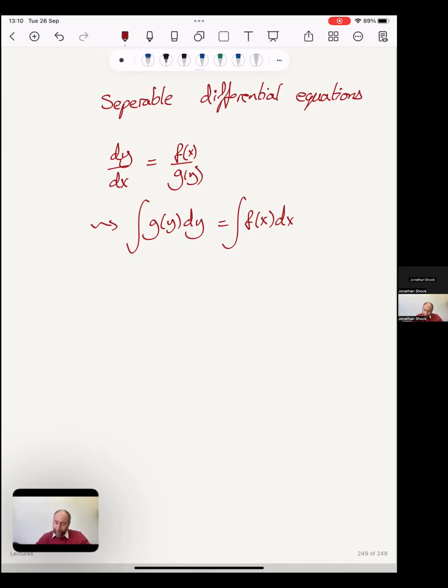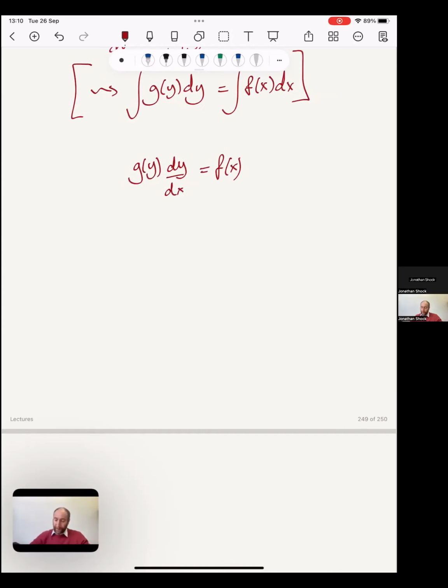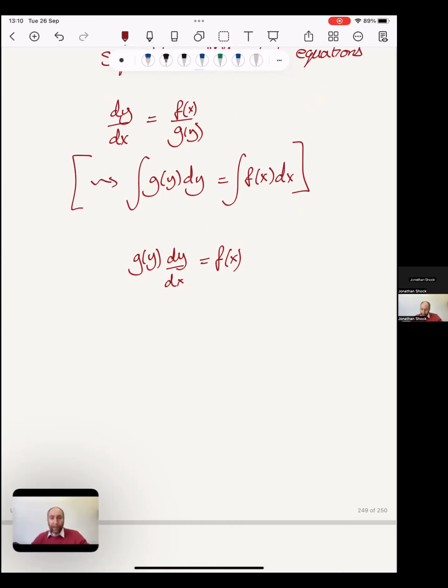Okay. So instead of doing this, let's just take the g of y up to one side, and we have g of y dy by dx equals f of x. Nothing dodgy has happened here at all. Now, remember that what we're really trying to find is y, which is a function of x. Y is some function of x.